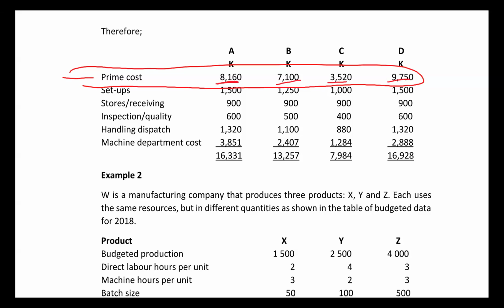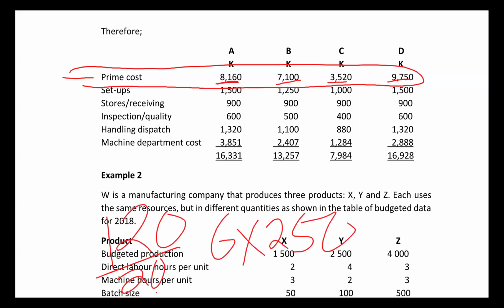Setup. I was explaining about setups. I said, for product A, for example, there are 6 setups. How did we find them? The number of units for product A is 120 divided by the 20 runs, since the setups are allocated based on the production runs. So 120 divided by 20 runs is 6, times 250. That gives you 1.5. All right, that's how you find the 1.5.